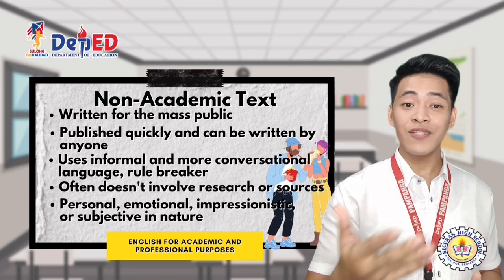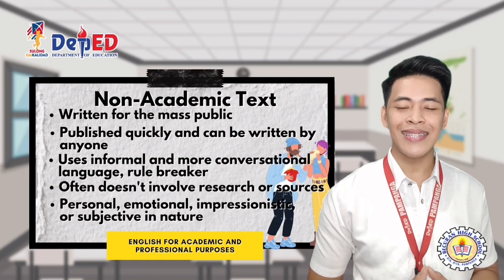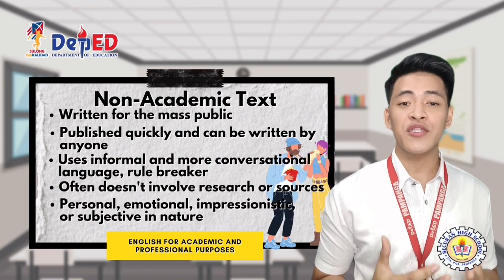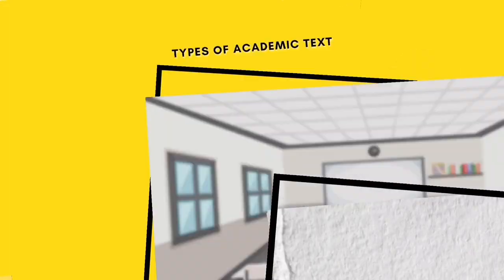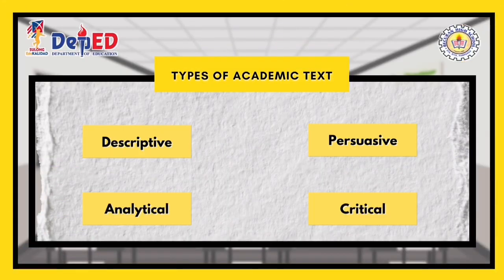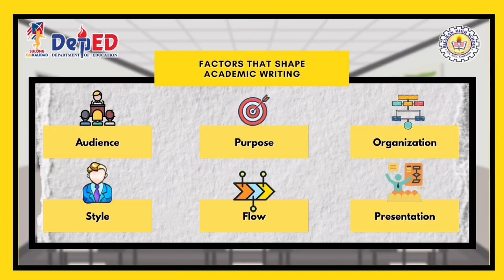And now, let us revisit the types of academic text and followed by the structures that shape academic writing. And these are descriptive, persuasive, analytical, and critical. And the factors that shape academic writing are audience, purpose, organization, style, flow, and the presentation.